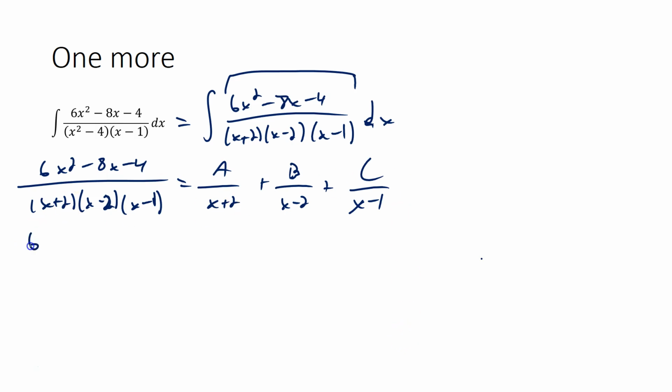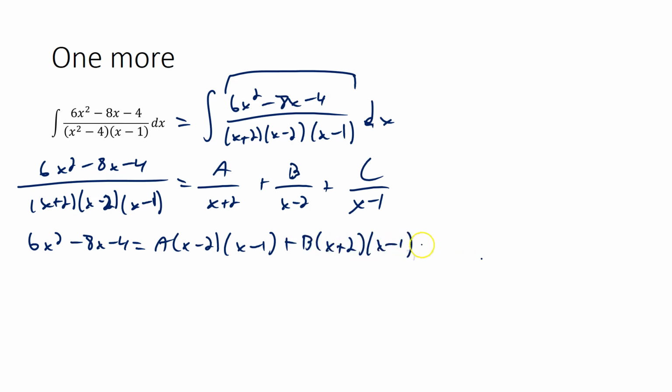Multiply by the entire denominator, we have 6x squared minus 8x minus 4 equal to a times (x minus 2)(x minus 1), right? The only part that goes away is the x plus 2, because we're multiplying by the entire denominator, the x plus 2 will cancel. Then we have b times (x plus 2)(x minus 1), and c times (x plus 2)(x minus 2).